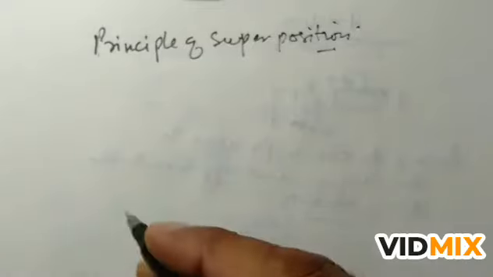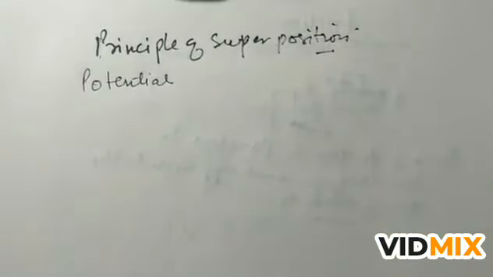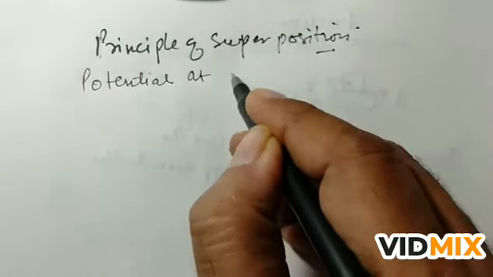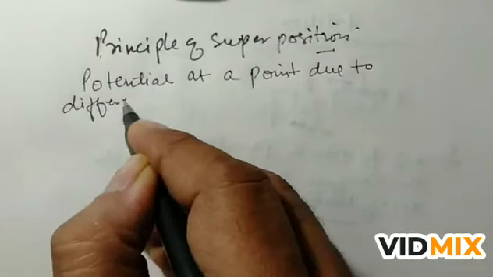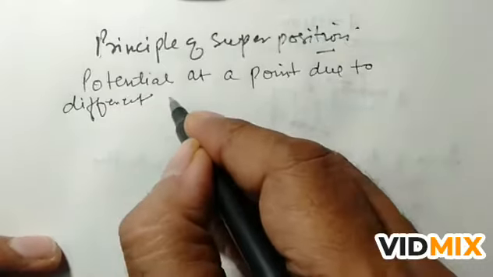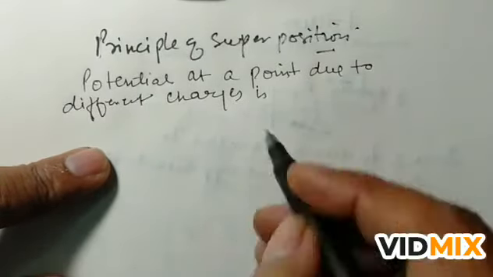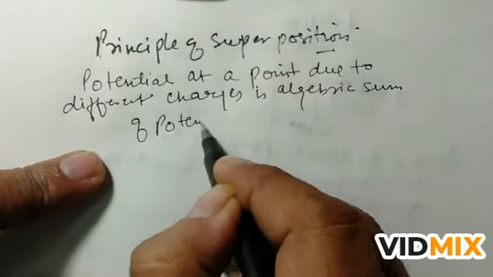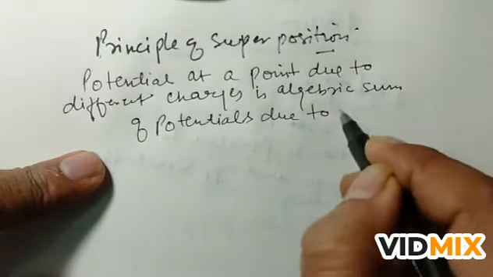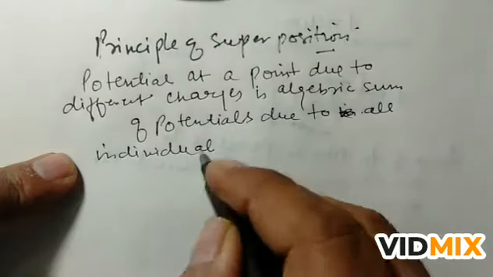So what is the principle of superposition? It means the potential at a point due to different charges is the algebraic sum of the potentials due to all the individual charges.